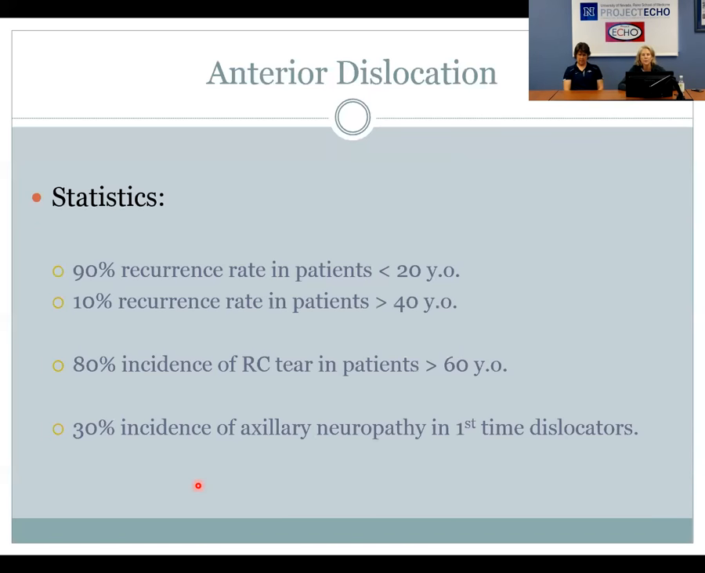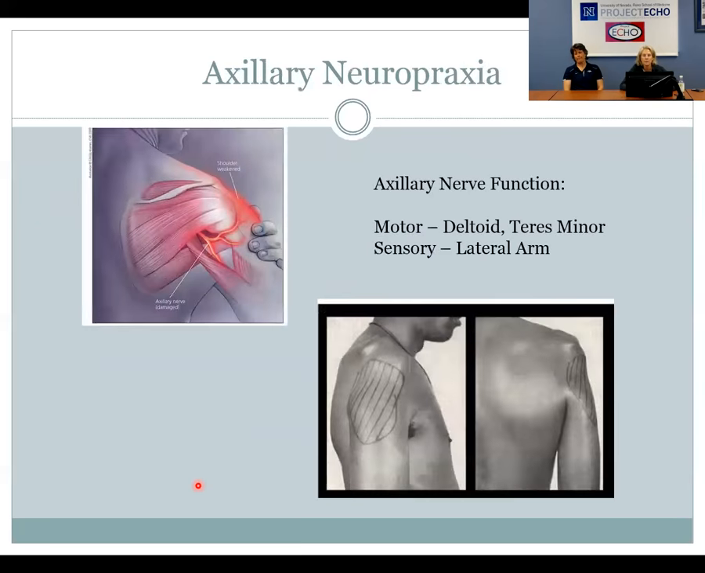A 30% incidence of axillary neuropathy in first-time dislocators is probably surprisingly high, because I think a lot of those are injuries that get better quickly or that may be fairly subtle. The axillary nerve, remember, dives into the axilla and around the posterior aspect of the humerus. It provides motor function to the deltoid and also to the teres minor. And you can see this picture on the right. That drawing is where the axillary nerve provides sensation to the lateral aspect of the arm.